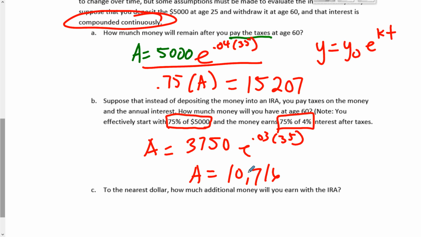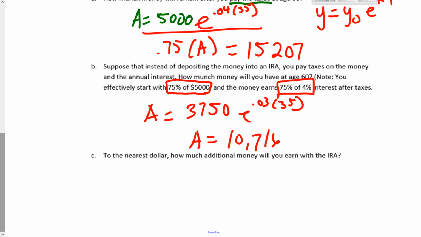So you might think, hey, it's better to just put in and then take out later. But that's probably something to talk to a financial advisor about before you do it. Now, how much money additionally will you earn from the IRA? Basically, what's the difference between these? That's all it's asking. How much more money will you earn if you put in the IRA versus being taxed first and then put into it? And that's just $4,491. Okay, so that's it for the pre-quiz.